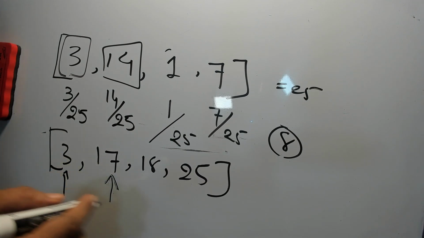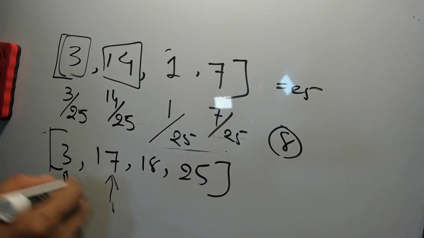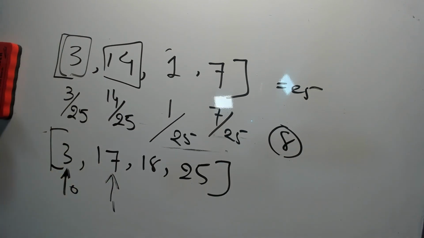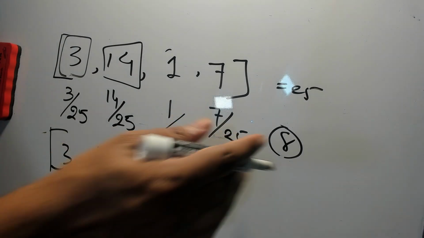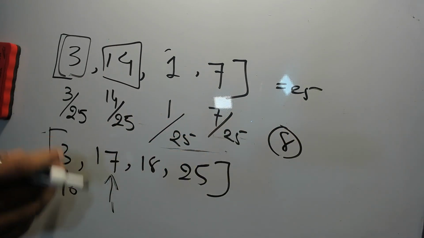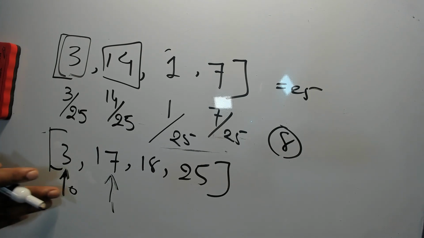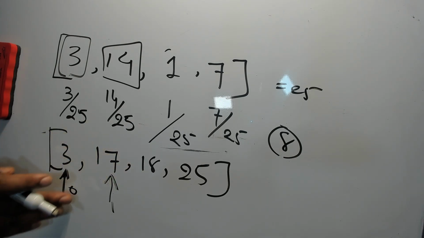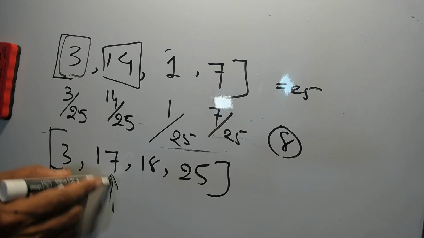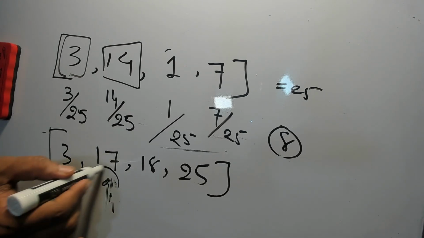and the new mid will become 1, 0, so 0. New mid will become 0. So is 8 greater than 0? Yes. In that case, we have to move our left index to the right. That will go here. Now our loop will break here, and we have to return this index 1.